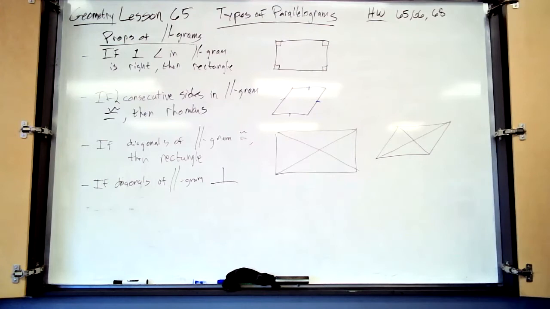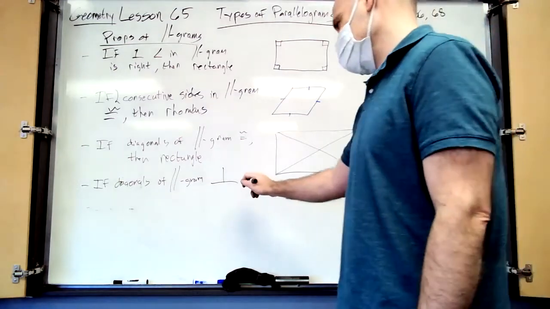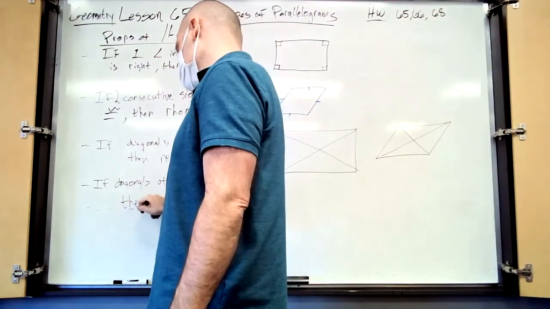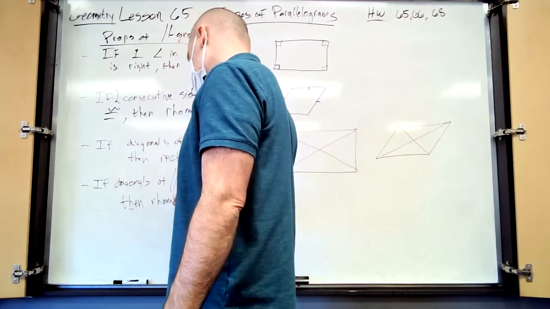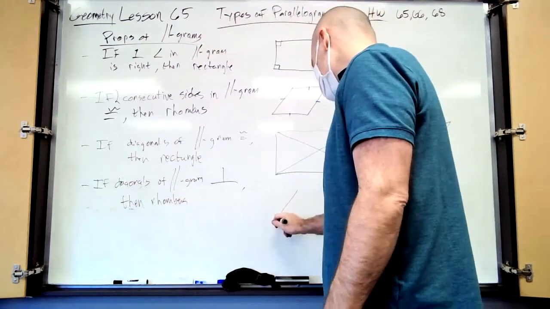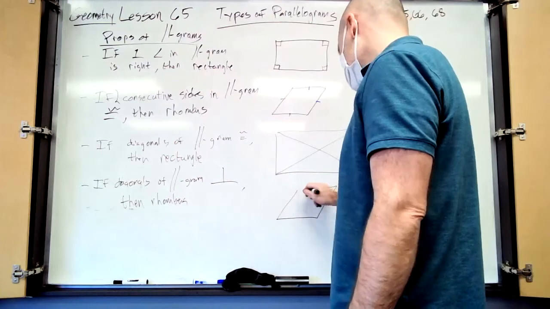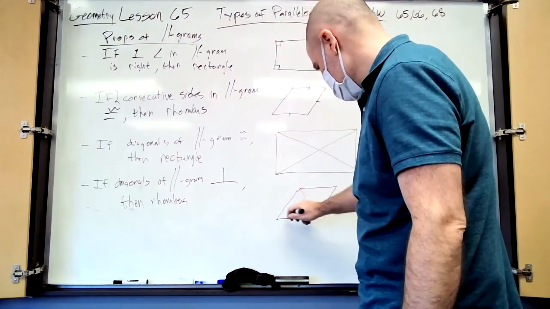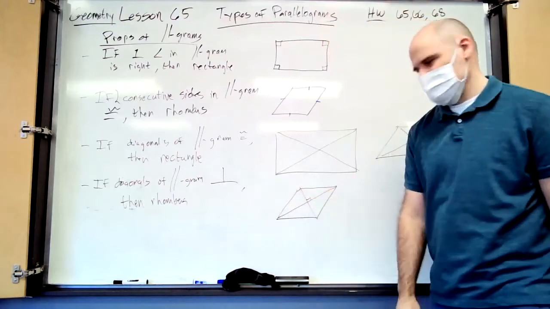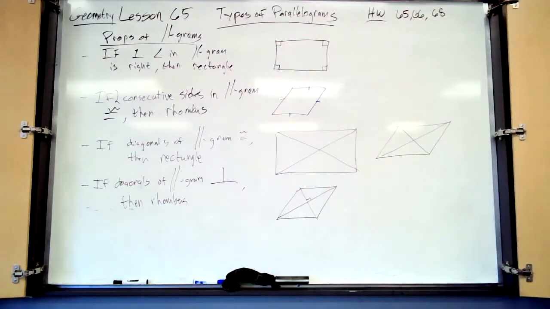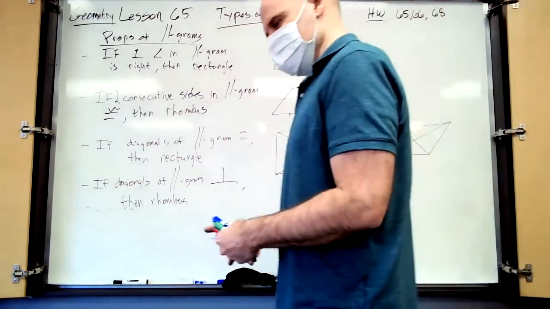It could be a square, but it doesn't have to be. It could be a rhombus. It is a rhombus, but it could be a square. Yep, so rhombus, look at this. The only way they're perpendicular is when it's a rhombus. Look at this rhombus here. That's the only time that diagonals in a parallelogram are perpendicular: when it's a rhombus. Thank you, Tori.